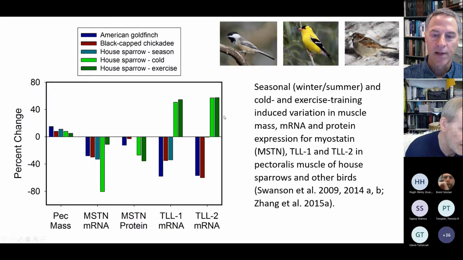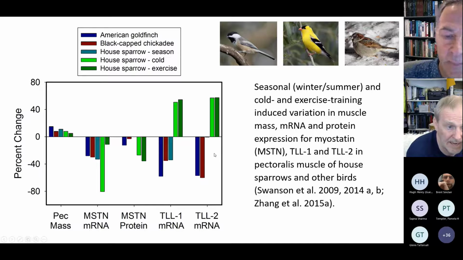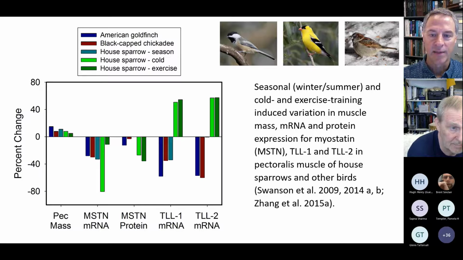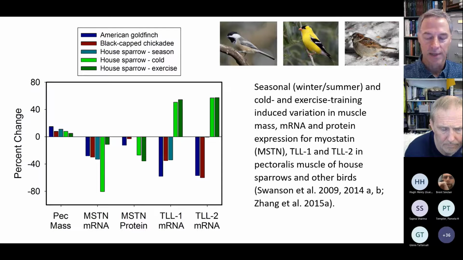And then for the naturally acclimatized birds, we also saw decreases in the processing capacity. That wasn't true for the experimental treatments, and the tolloid-like proteases do some other things besides just cleave myostatin. So it may be that the experimental protocols generated some of those effects. But the general take-home message is that these results are largely consistent with a role for myostatin in regulating some of that pectoralis muscle mass change that we see on a seasonal basis.